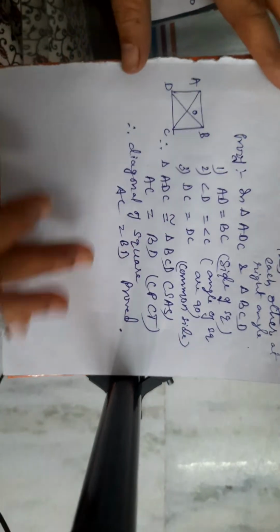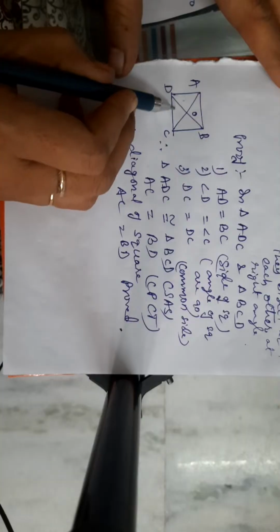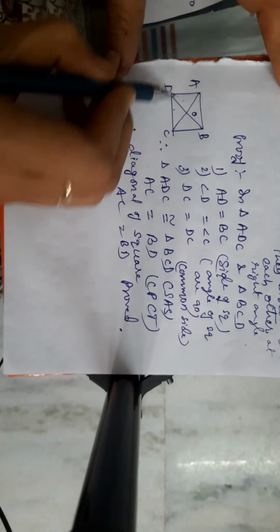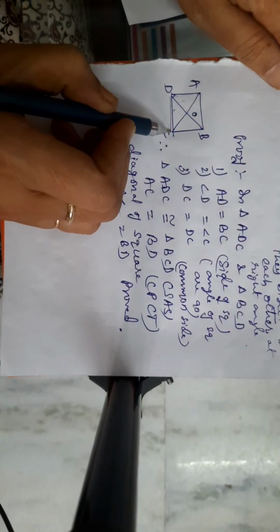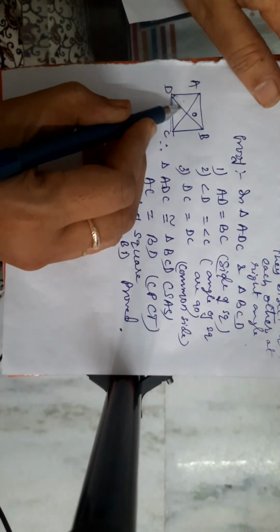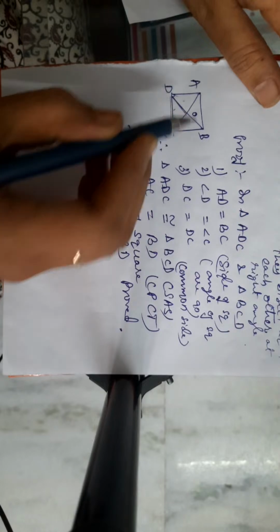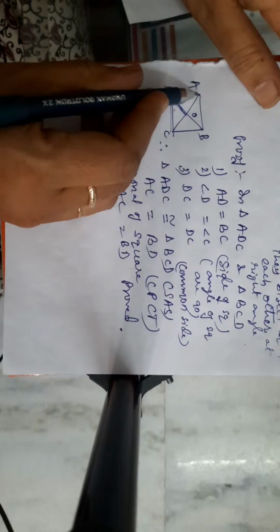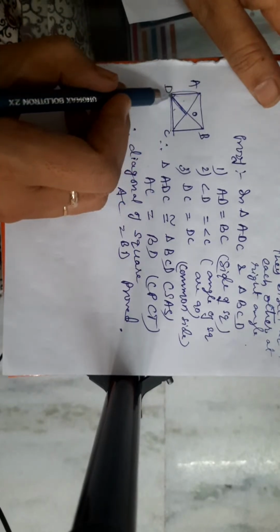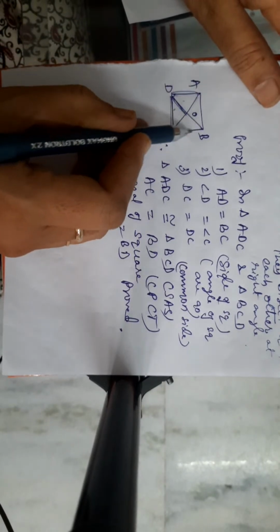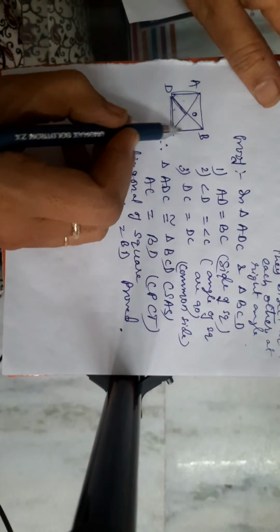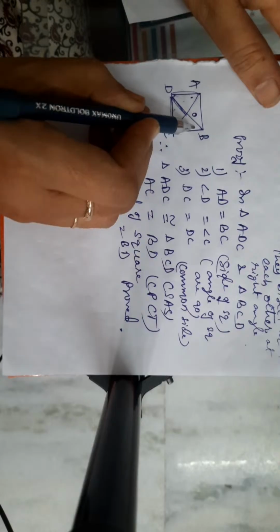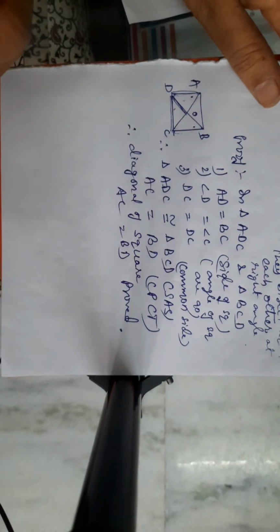If I consider these two triangles, what things can you use here? Already we know the figure is a square, so this one and this one, the sides will be equal. Second, this is a common side in both. And third, this side is common in both of them. And moreover, when we made this triangle and this triangle equal, we can make this angle and this angle equal.